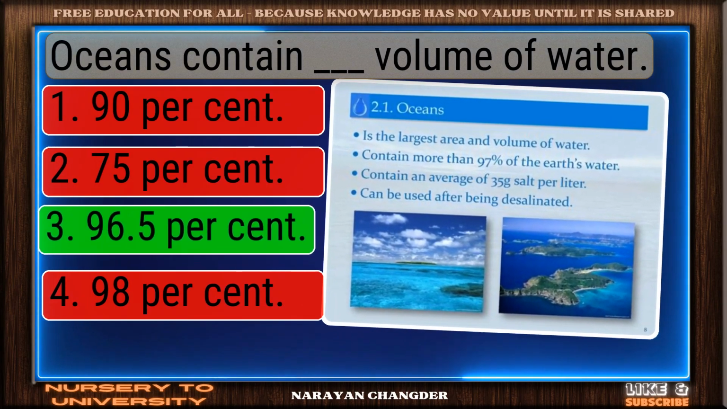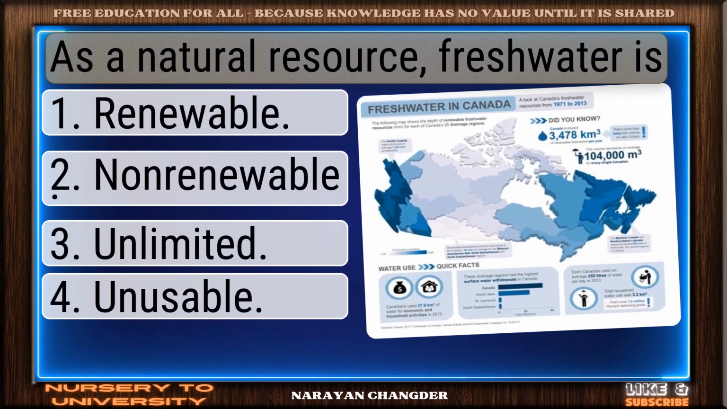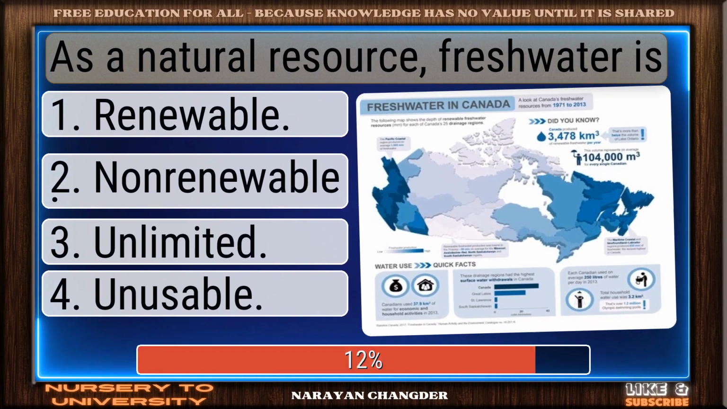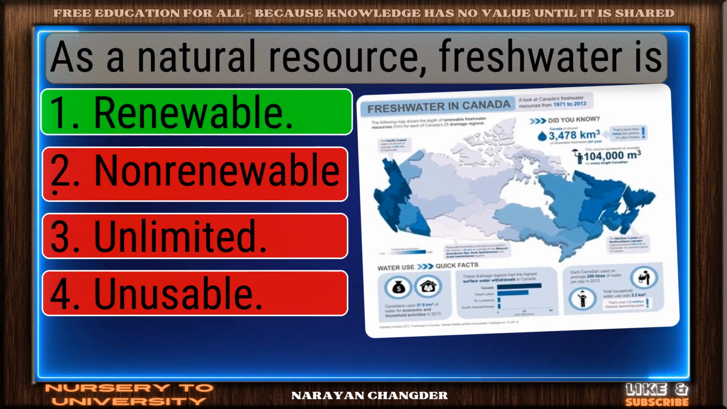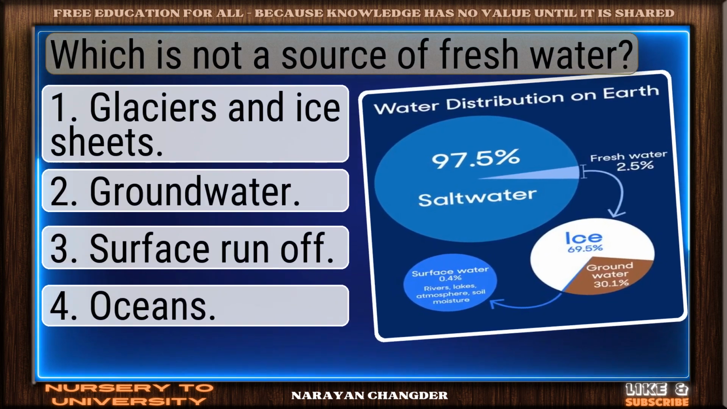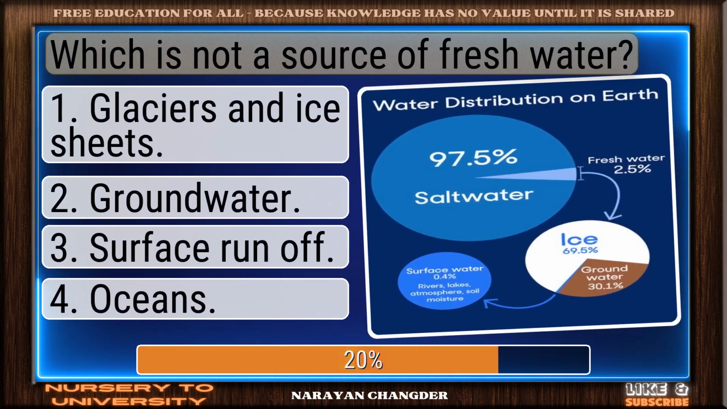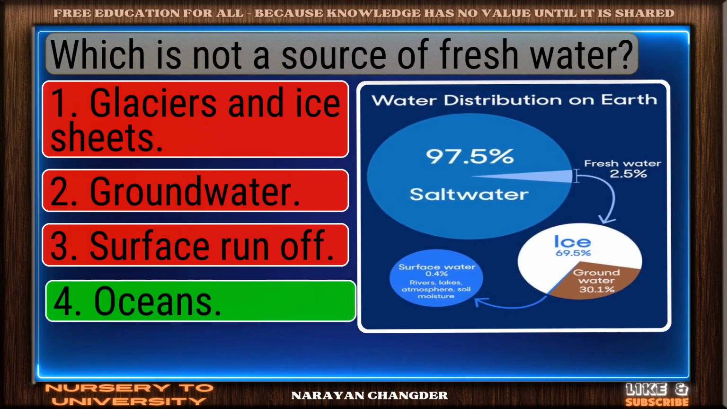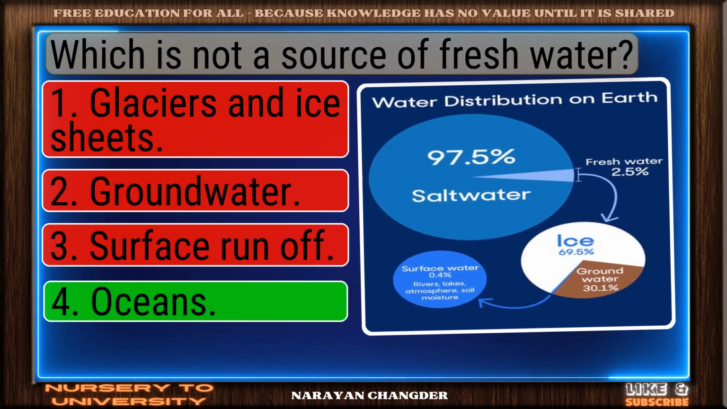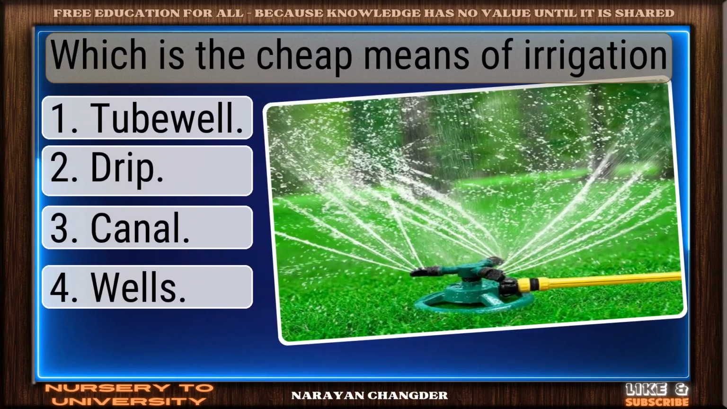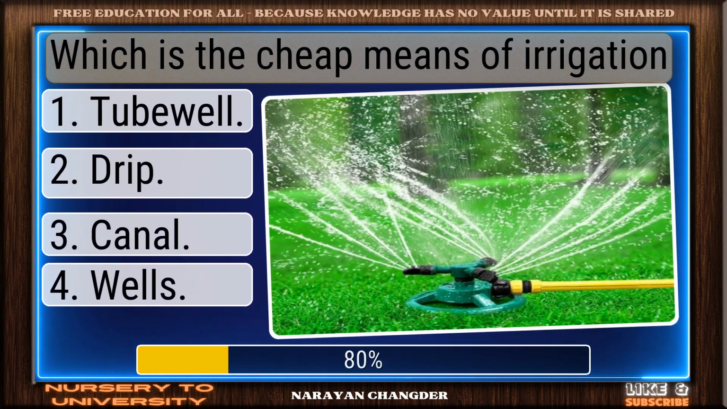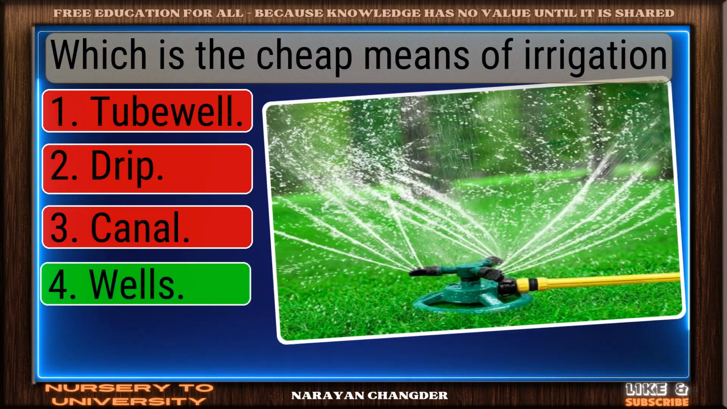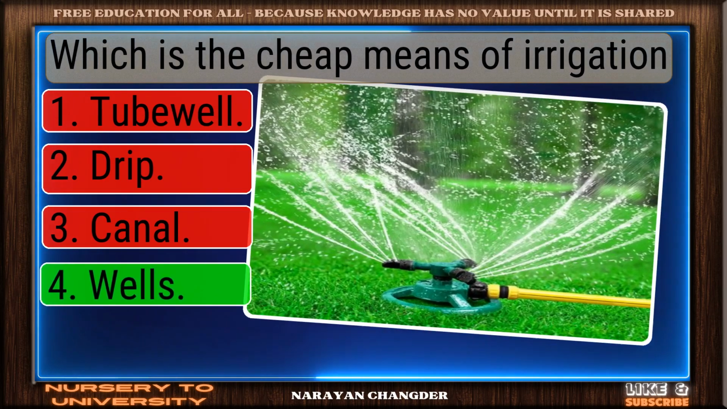96.5% is correct. As a natural resource, fresh water is... You got it. Renewable fits. Which is not a source of fresh water? Correct. Oceans is spot on. Which is the cheap means of irrigation? Great thinking. Wells is right.